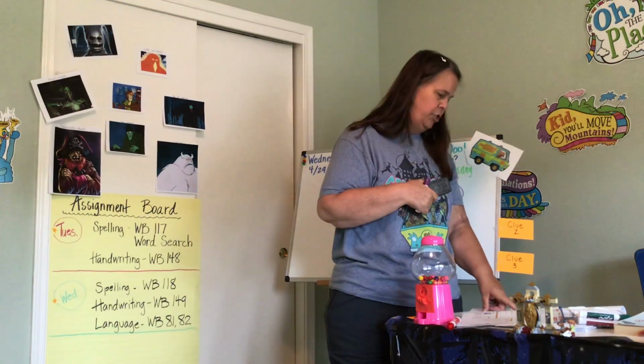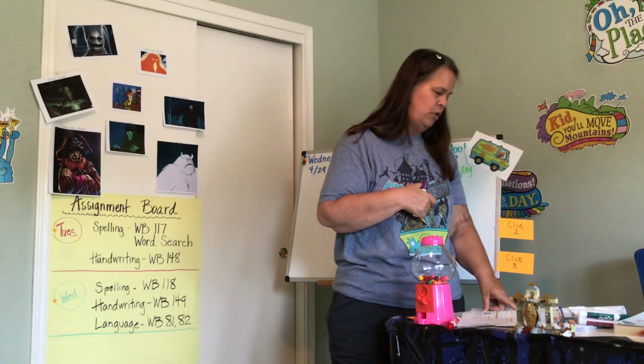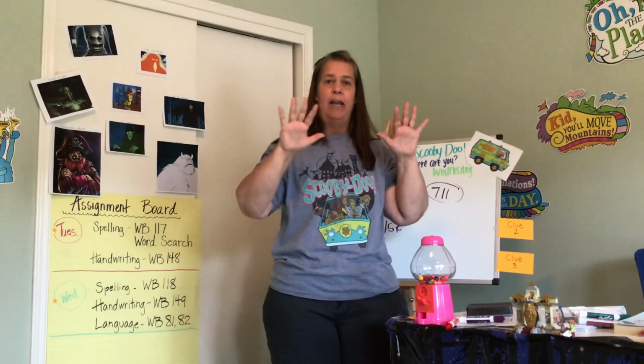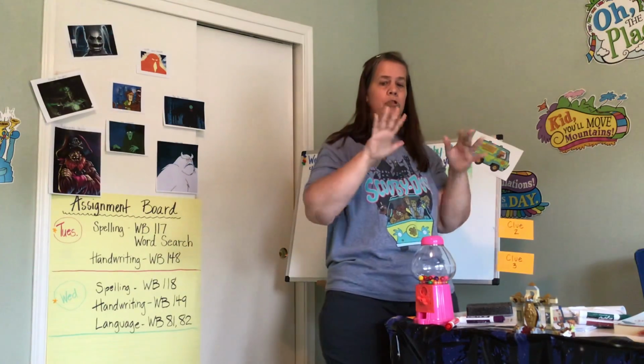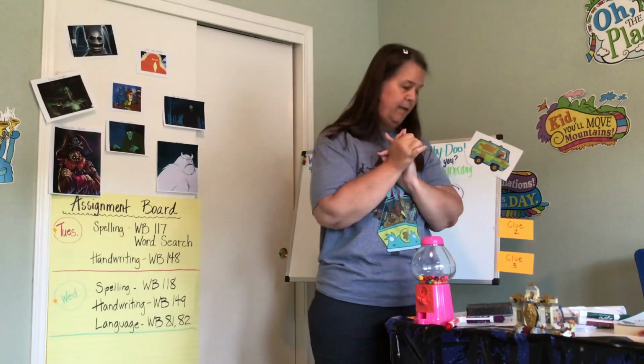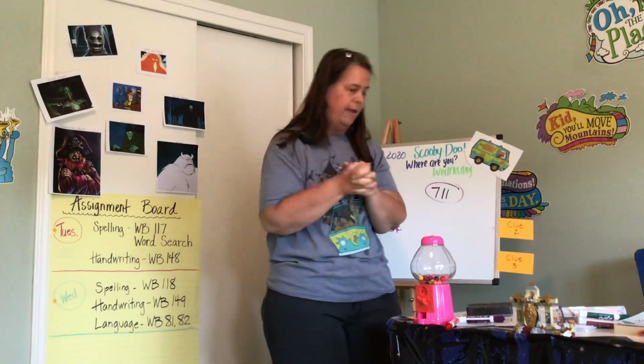Number 4, Shelly wants to buy a book that costs $10. If she saves $2 a week, how long will it take? So she needs to get to 10, right? So 2, 4, 6, 8, 10. How many weeks? 5. Yes, 10 divided by 2 equals 5.